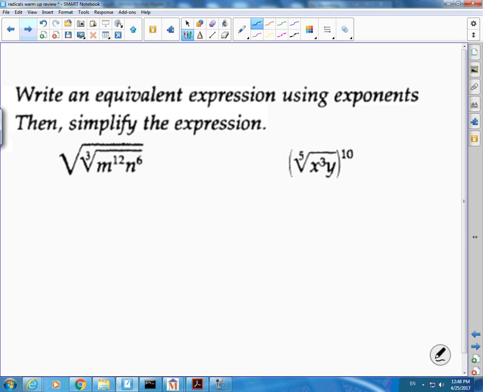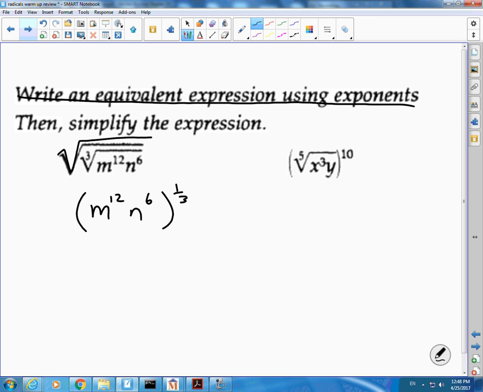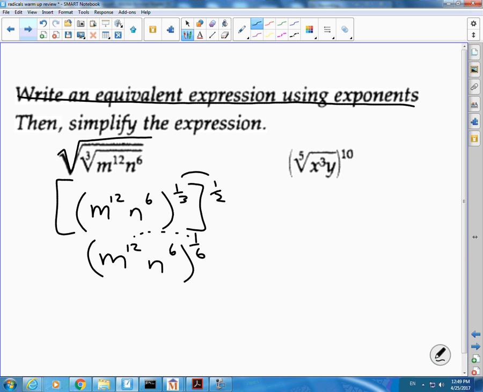Okay, these guys. Now it says write an equivalent expression using exponents. So this is m to the 12, n to the 6, to the 1/3. Then this, of course, is square rooted, so that means to the 1/2. From there, I can combine these first, maybe it would be easier. So I'm looking at m to the 12, n to the 6, to the exponent 1/6. Remember, when you take the power of a power, you multiply those exponents. So this would be m squared n to the 1.